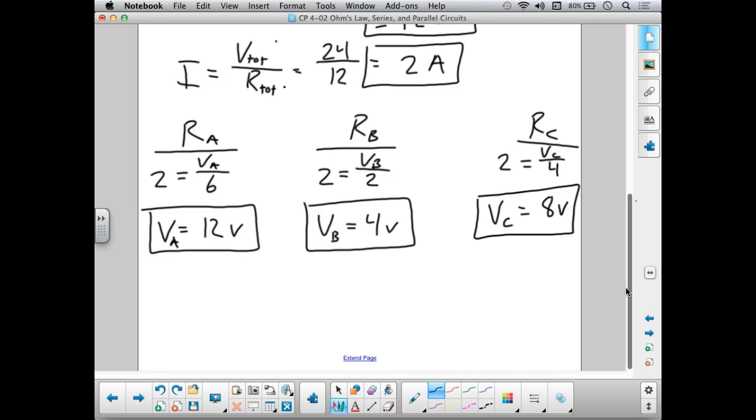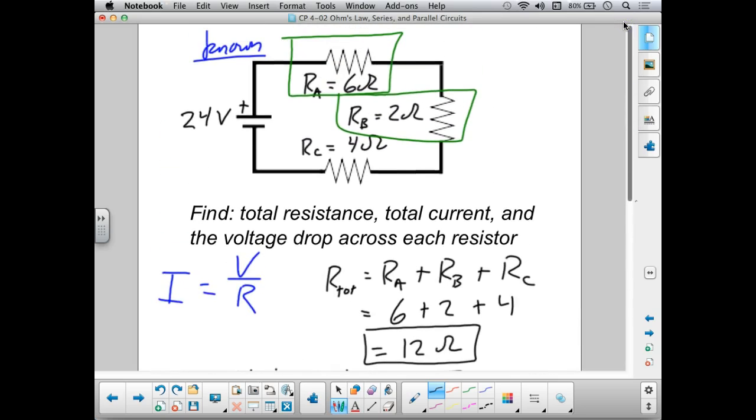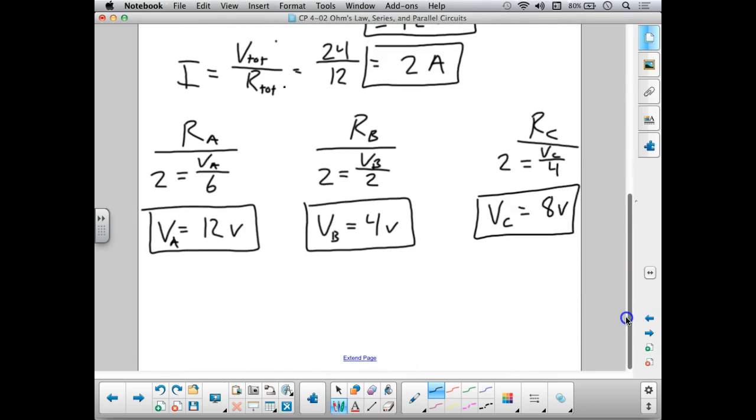So once again, I can do a quick check to make sure that I'm right. If I add these voltages up, they had better equal the total amount of energy per charge that I have, which is 24 volts. Voltage is energy per charge. So let's add these all up. 12 plus 4 is 16. 16 plus 8 is in fact 24. So V total is 24 volts. Adding those up, and certainly that equals my battery voltage. So I know that I did that right.